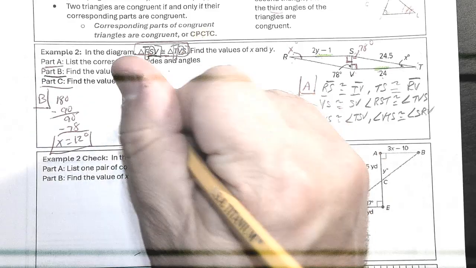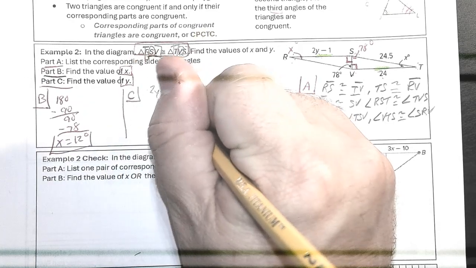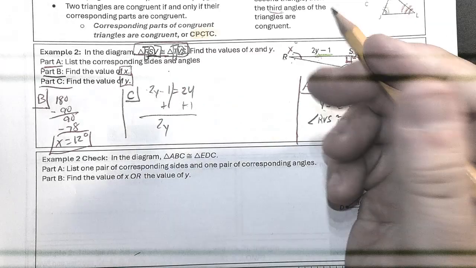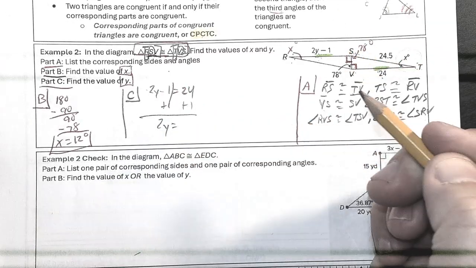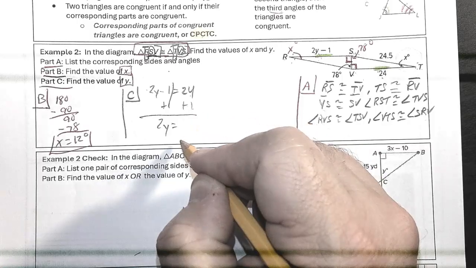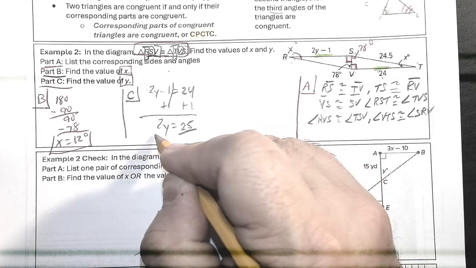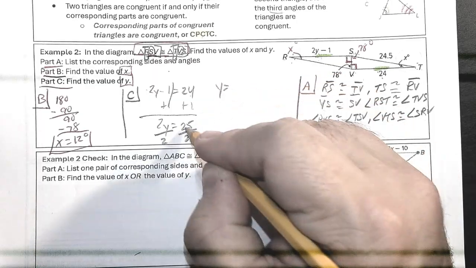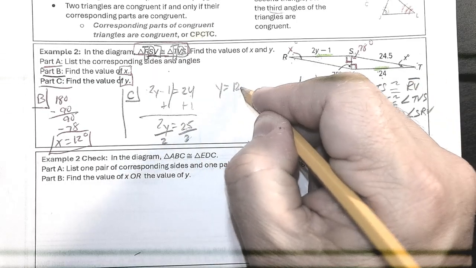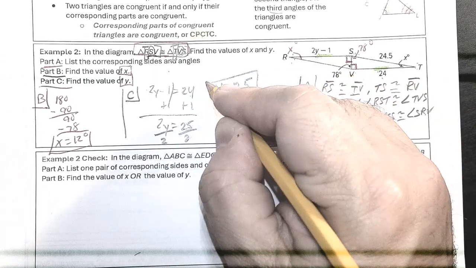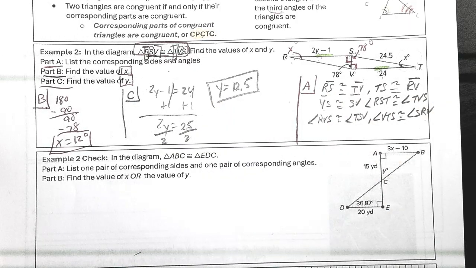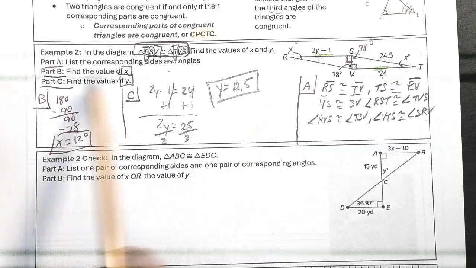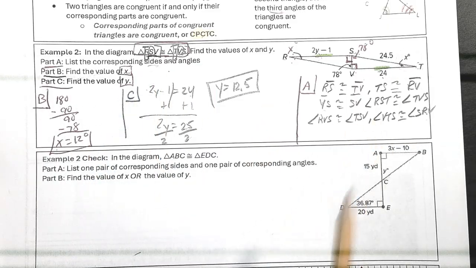All right, so we want Y by itself. We're going to go plus 1 on both sides. These cancel. 2Y comes down equals 24 plus 1 is 25. Now we're going to divide both sides by 2 because we want, again, Y by itself. So 25 divided by 2 makes Y 12.5. Okay, so that's what they asked for, X and Y, and then, of course, the corresponding sides and angles, and we gave them all that.